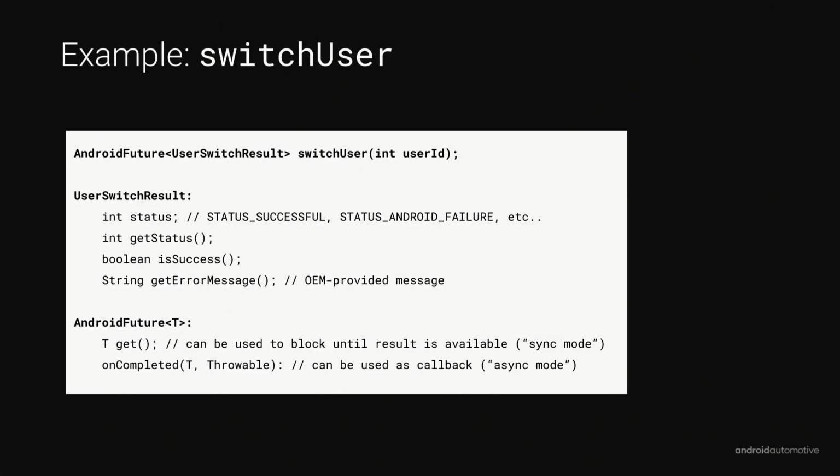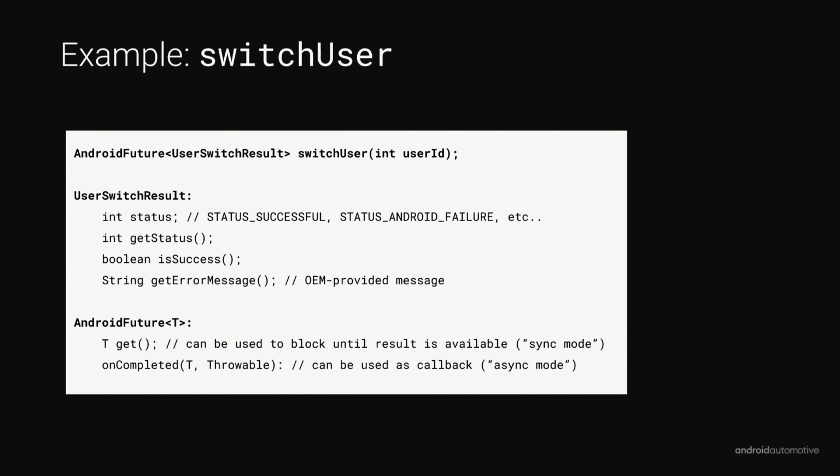Let's take a look at switch user. Create user and remove user are simple, so we're just going to see switch user. The parameter is the user ID, which is the user you're switching to, and then it's going to return a UserSwitchResult. The result has many codes, like status successful, status Android failure, status HAL failure, status HAL timeout, etc.